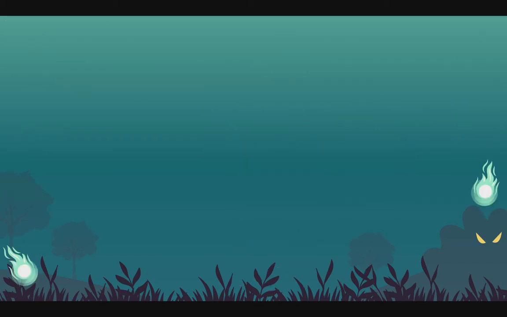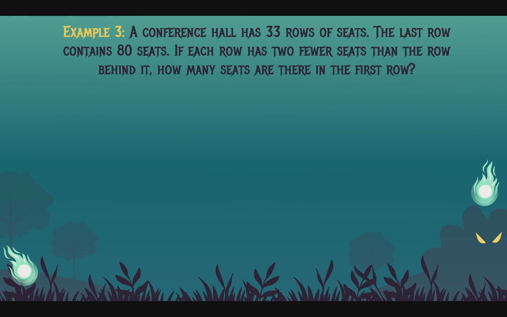Okay. Ngayon, sa example number 3 natin, check natin kung arithmetic sequence ba to or series. Then natin siya i-solve. Depende. So, dito, a conference hall has 33 rows of seats. The last row contains 80 seats. If each row has 2 fewer seats than the row behind it, how many seats are there in the first row? So, ang pinatanong is this one. How many seats? Ilan ang upuan sa first row?